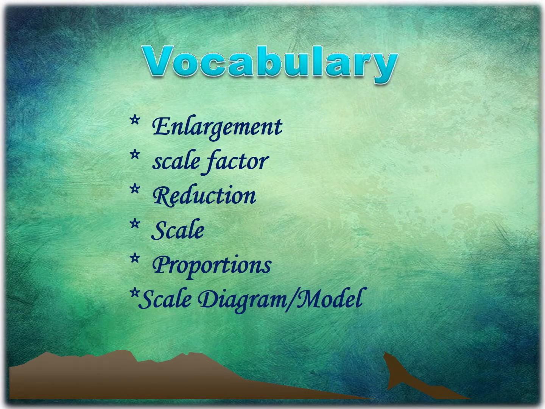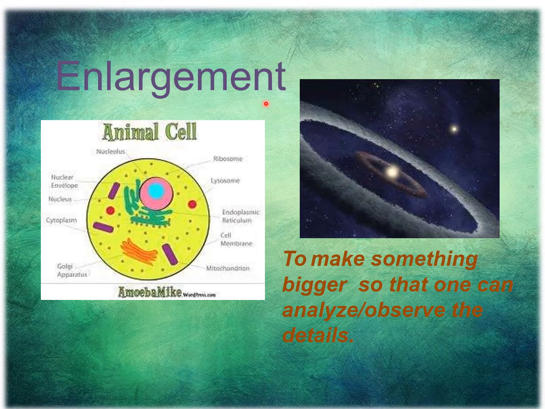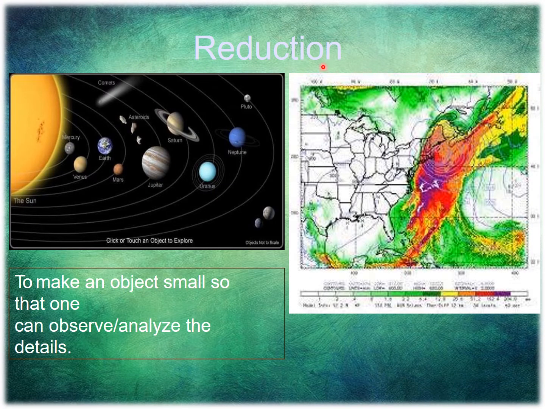This lesson, mainly we are going to talk about enlargement, scale factor, reduction, scale, proportions, scale diagram or model. Model, representation of something else, usually too big or too small to analyze easily. Enlargement, to make something bigger so that one can analyze or observe the details. Reduction, to make an object small so that one can observe or analyze the details.